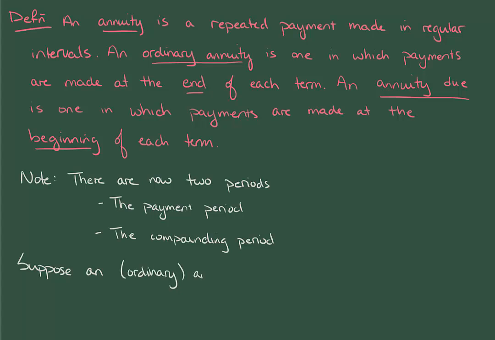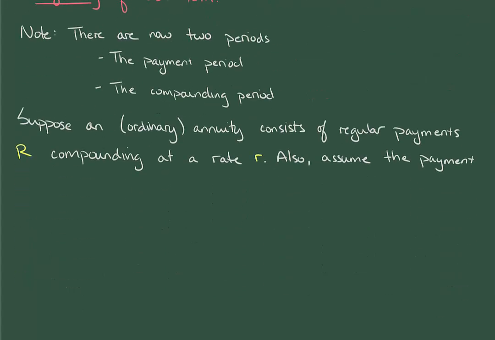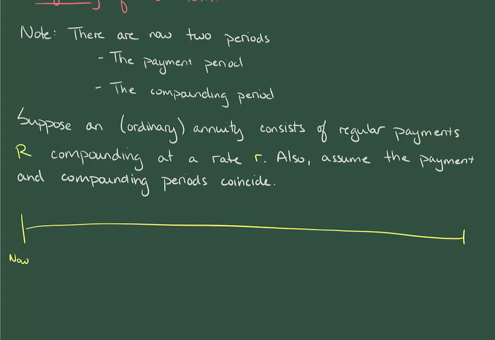So let's choose a concrete example though. Let's suppose that we're working with an ordinary annuity, and that there are regular payments of $R, and we're compounding at a rate of, say, little r. So I mentioned that the payments and compounding periods could be different, but for simplicity in this example, let's assume that they coincide. So we're going to draw our trusty timeline, and I'll fill in 4 compounding and payment periods. The length of each of these is a corresponding term, and I'll throw in big R and little r as a reminder of when they occur.